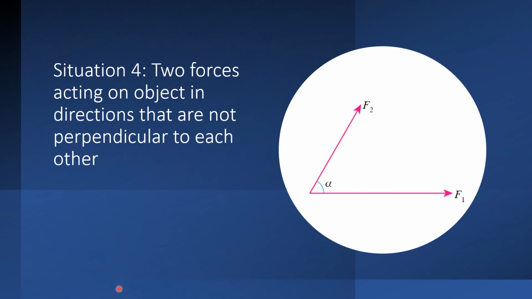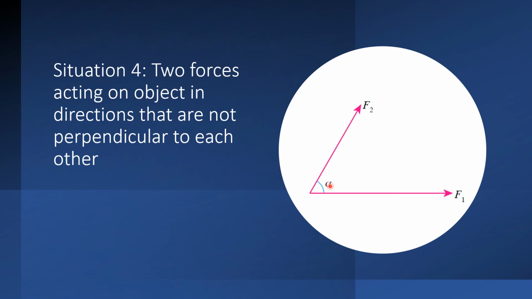Okay, so finally we come to our last situation today: two forces acting on an object in directions that are not perpendicular to each other. So now you have a force F1 pointing to here, and then you have another force F2 pointing to here, and the angle between the two forces is alpha. This angle can have any value. All right, so how are we going to find out the resultant force in this situation?